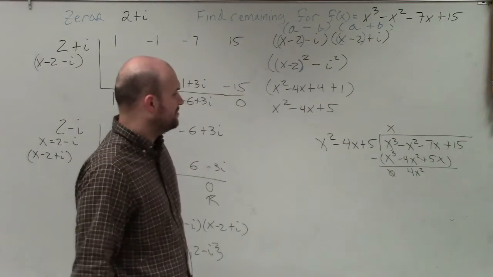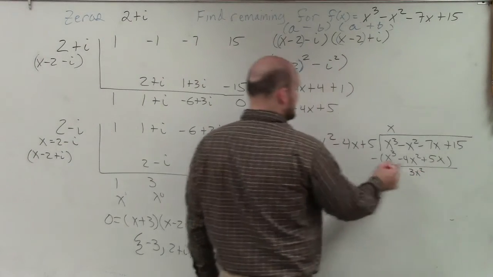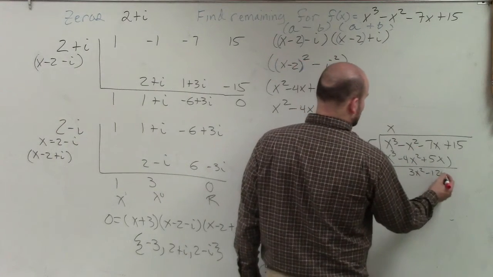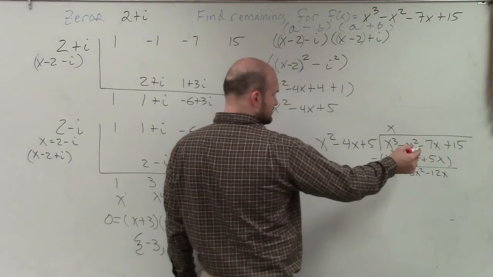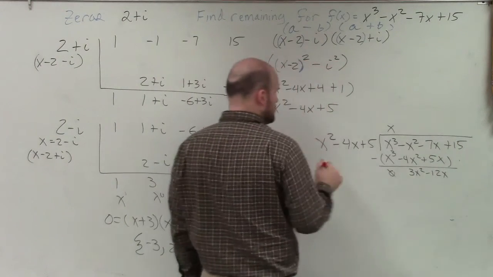Minus a negative is going to be plus a, no, I'm sorry, that's going to be a 3x. What am I thinking? 3x. And negative 7 minus 5 is going to give me a negative 12x. And then you could bring down the 15. You could really do a 0, but we'll worry about that next.